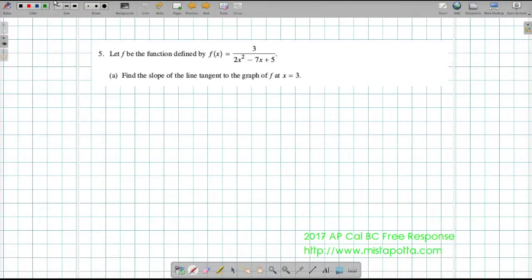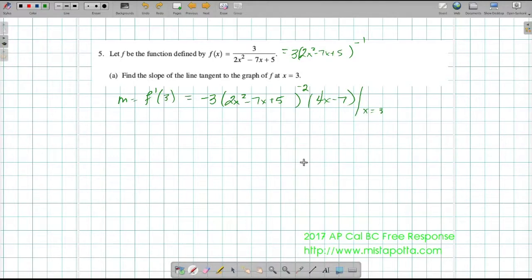So in problem 5, we're given this function and we want to find the slope. Now, it's going to be real easy for us to think of this as 3 times something to the negative 1 power, this 2x squared minus 7x plus 5. And I want to take the derivative of this to find the slope. My slope is going to be whatever the derivative is at x equals 3. So for us, it's going to be negative 3 times my quantity to the negative 2 power, 2x squared minus 7x plus 5, times the chain rule, 4x minus 7. And I'm evaluating this at x equals 3.